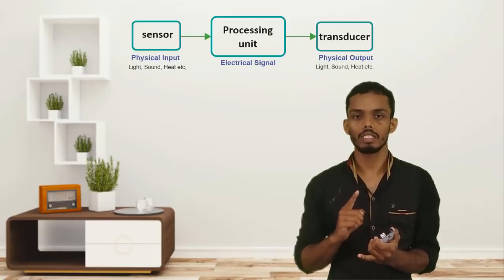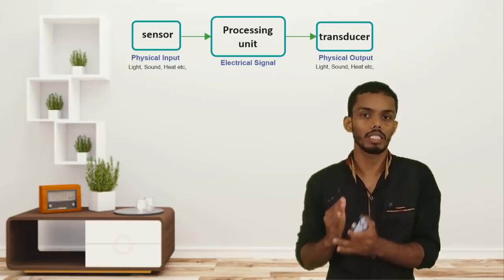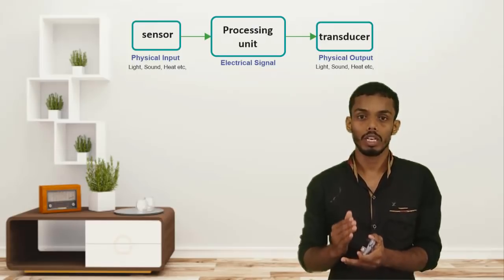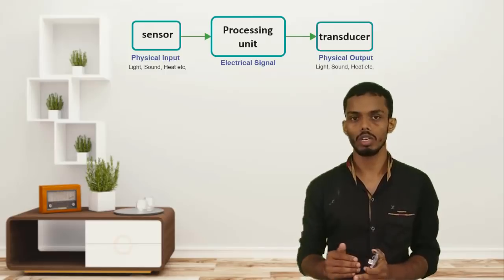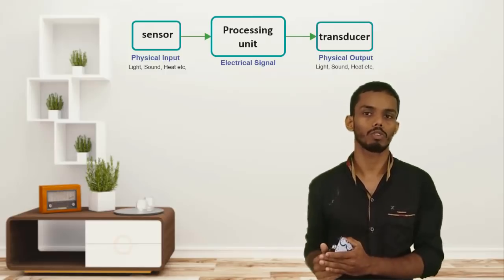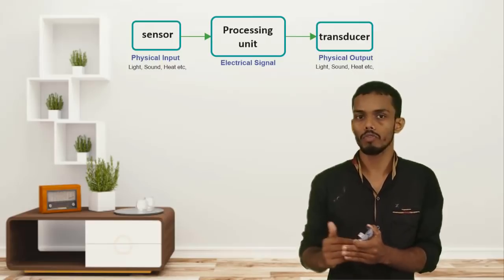Let's begin. Any electronics project mainly consists of three units. Sensors, which sense the physical environment, the processing or controlling unit, which takes all the decisions in the system or which controls all the functions in the system. And another one is a transducer or actuator, which gives the physical output. The physical output is nothing but something we humans can understand in the form of light, sound, heat, in any manner.